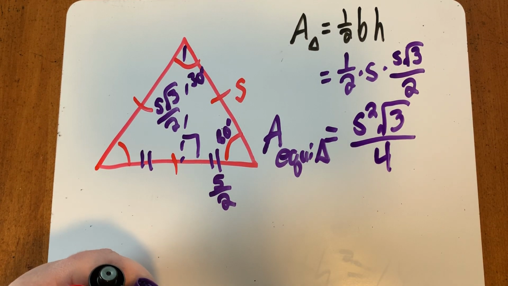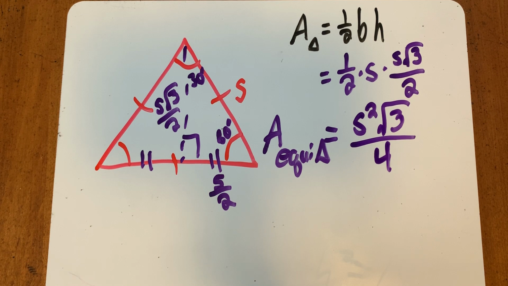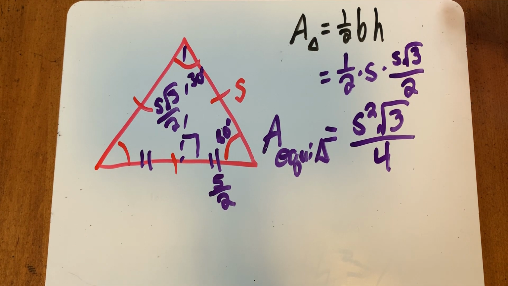This formula works anytime you're finding the area of an equilateral triangle. S squared root 3 over 4. Every single time it'll work out nice. So you don't even need to go and derive your height. If you just know the side length, it's S squared root 3 over 4.